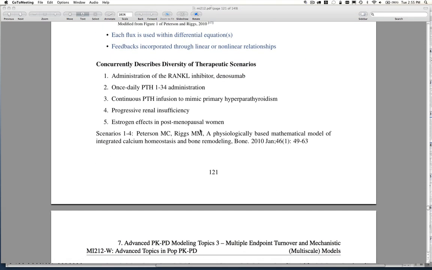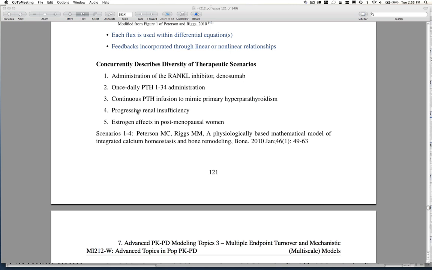So the model itself right now describes a lot of different therapeutic scenarios. I had mentioned before it was originally developed for denosumab. We'll look at that. During the development for that, it was useful to pull in the data for once daily PTH administration. The question was, could we then differentiate that once daily PTH from continuous PTH? And so those data, or that disease state, was brought in as well for people with primary hyperparathyroidism.